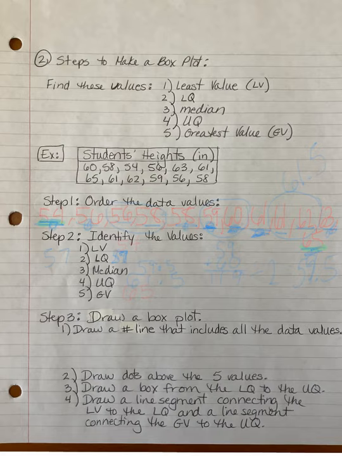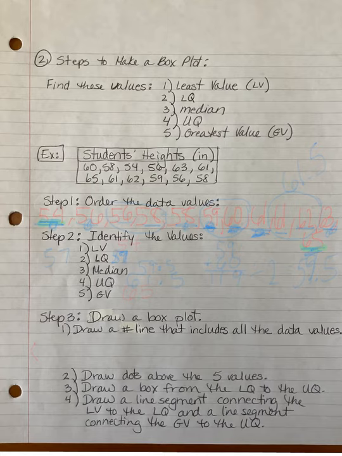Okay, so now that we've found our values, the least value is 54, the lower quartile is 57, the median is 59.5, the upper quartile is 61.5, and the greatest value is 65. So now we're going to draw what is called a box plot, okay? So to do that, I'm going to draw a number line that includes all the data values, all right? Basically meaning all the numbers.